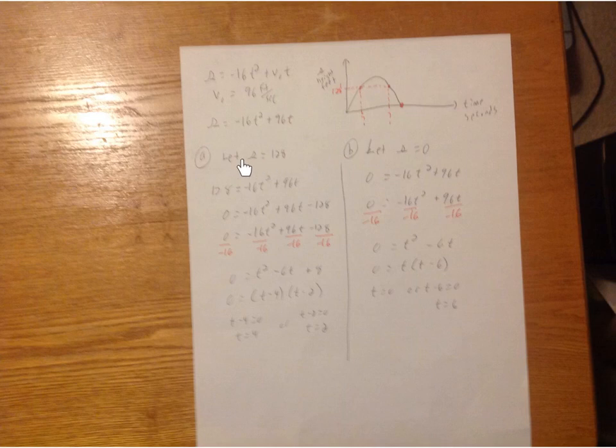Part A, they want to know when it reaches 128 feet, which I've put in red here. It's going to happen on the way up and on the way back down, most likely. So you put in 128, and then you solve.